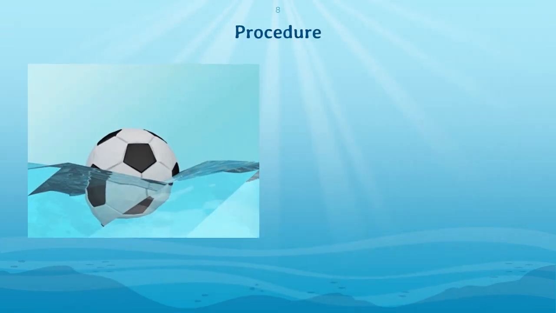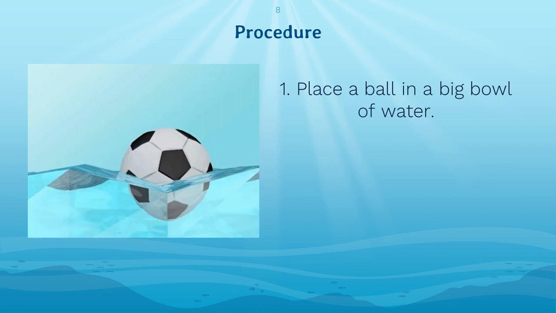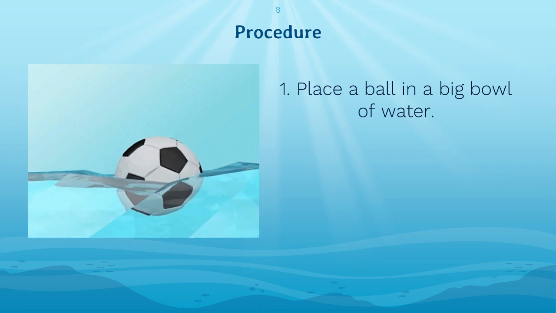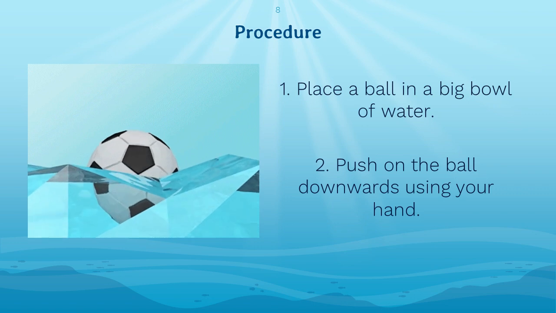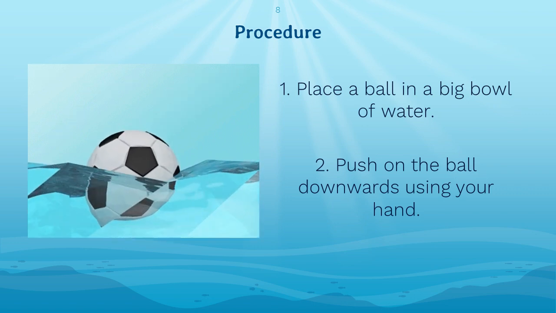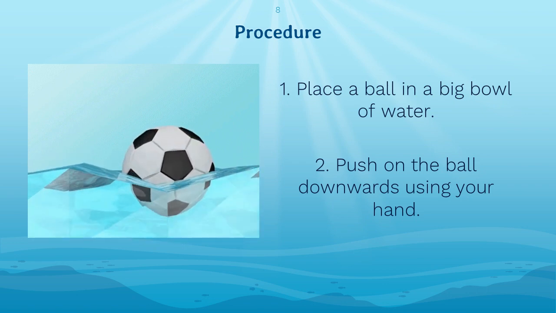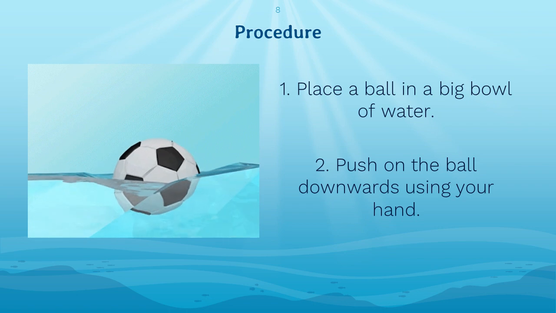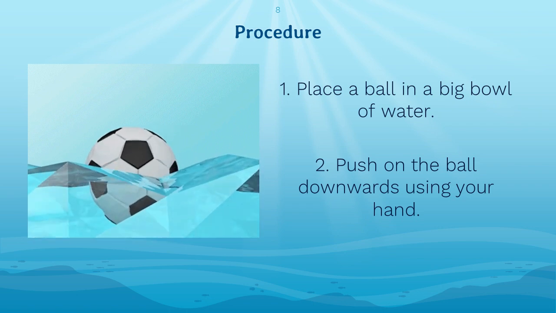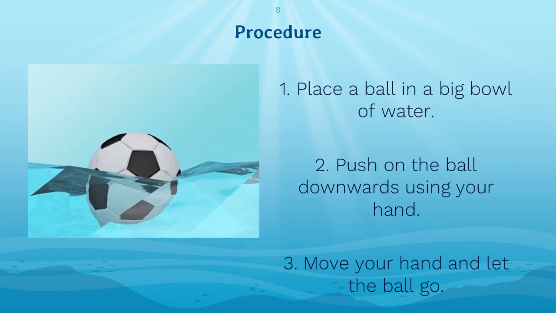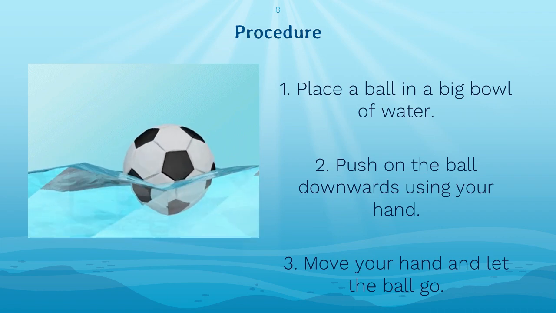Now, how are you going to carry out the experiment? First, you are going to place the ball in the big bowl or in a big bucket of water. Then you are going to push the ball downwards into the water using your hand. You will use the push force. You will press on the ball, push on the ball downwards into the water. Then move your hand away and look what happens to the ball.